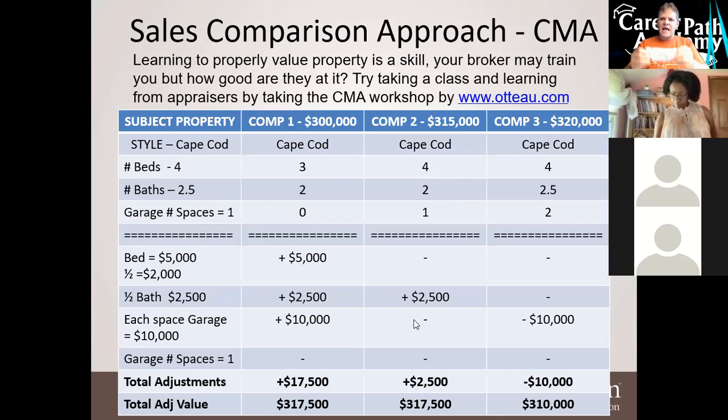2,500. So we're going to add to the comparable property's value the 2,500, to bring it to the same level as the subject property. Add it. Boom. And that brings it in the 317,500 range too. So we have a shorter range now. Instead of between 300 and 320, we have a range of 310 to 317.5 that property will sell in. So you see how we narrowed down the range a little bit?